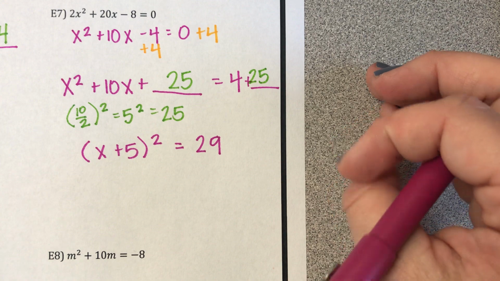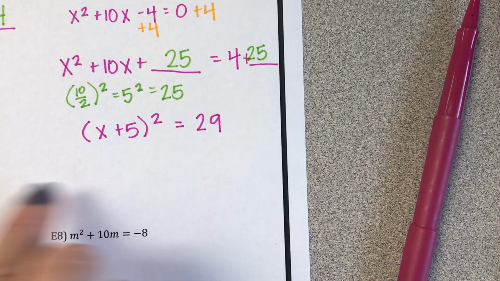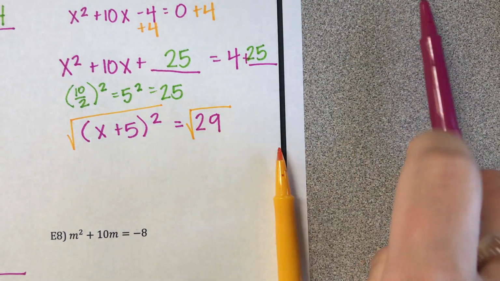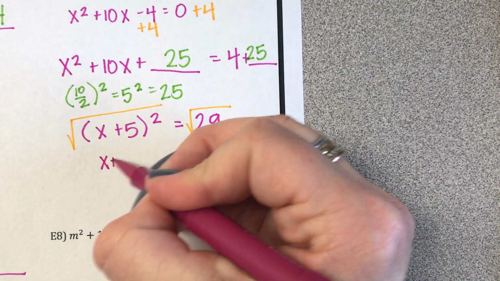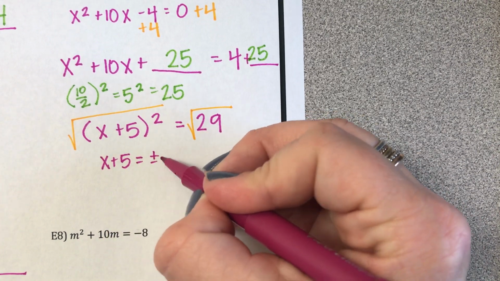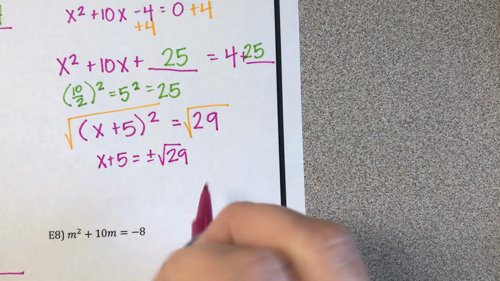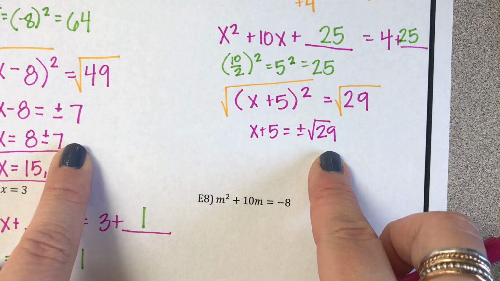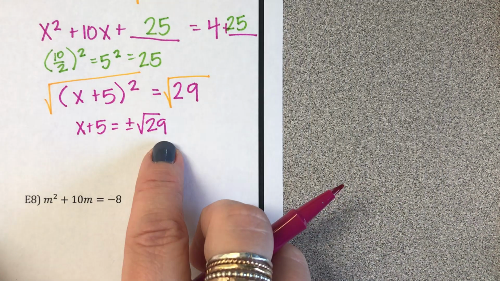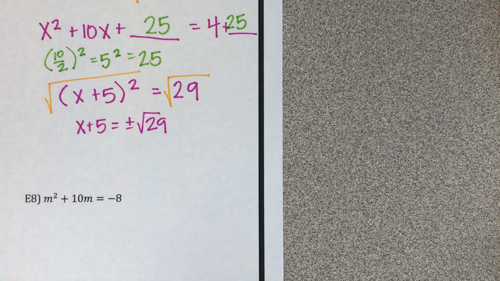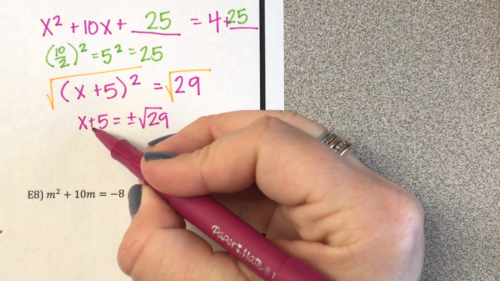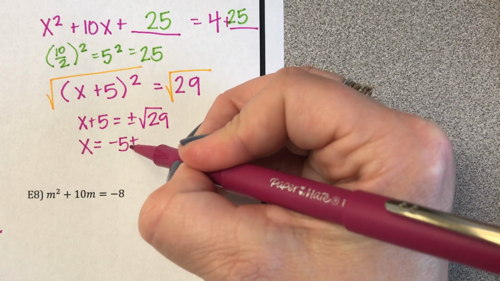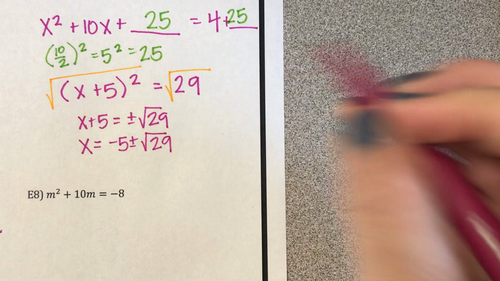Okay, and now that I have that, right, I'm going to do it just like I did my other problems. I'm going to take the square root of both sides. So I have x plus 5 equals plus or minus the square root of 29. This is the only part that's kind of different, right? Over here, we knew what the square root of 49 was. It's 7, right? Over here, I don't know the square root of 29, but that's okay. We're going to use our calculator to calculate it. So if I don't want this plus 5, I need to subtract it from both sides. So negative 5 plus or minus the square root of 29.